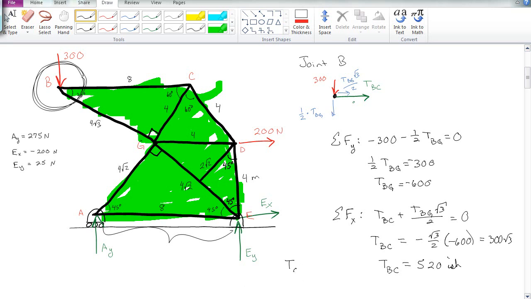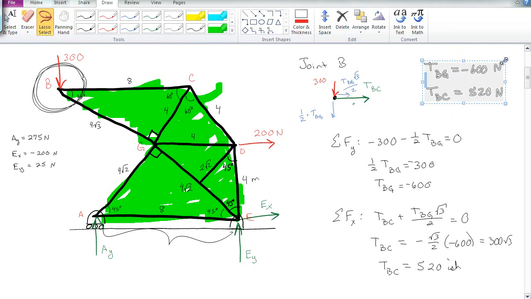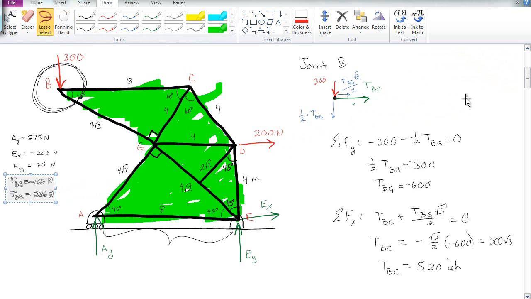So I now know the tension of BG. Now I've drawn everything initially in tension. So if I get a negative number, then that must mean that it's in compression. Because if I have the line going out, then the joint is in tension. So since I got a negative number, that means that the joint is actually in compression on that side. And then B to C is 520. He's positive, so that one's actually in tension. Because it means I guessed right. All right, and these guys can come over here and join the fun.